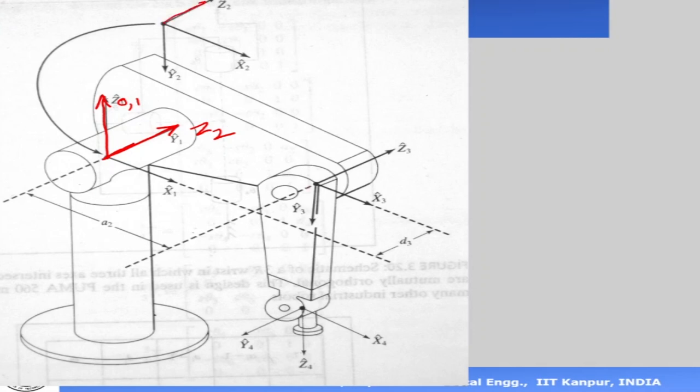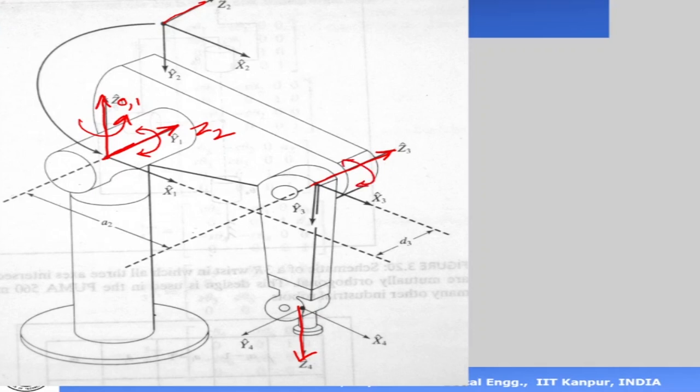Okay, Z3 is the elbow axis. And then roll pitch yaw is at the wrist. This is my roll axis, okay, which is the Z4 axis. So Z1 is the waist axis, it can rotate like this. Z2 is the shoulder axis. This is my shoulder, this is my elbow.